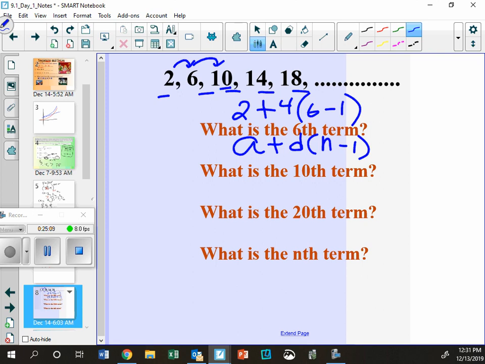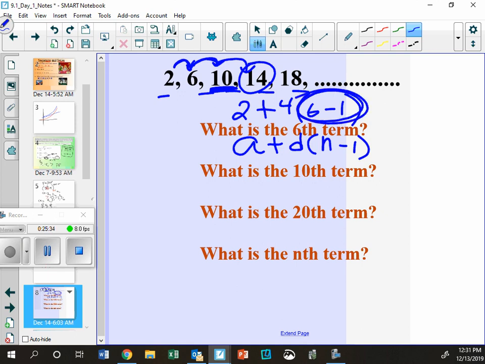Think of it this way. This spot right here is the 3rd term. I didn't want to add 4 three times, only 2 times to get to the 3rd term. That's why it's 1 less. If I want the 4th term, will I add 3 times? Yes. To get to the 4th term, I would go 3 times. I would not add it 4 times. All right, so then that's why it's the n minus 1.